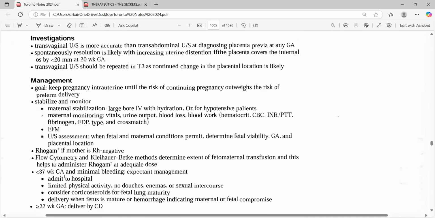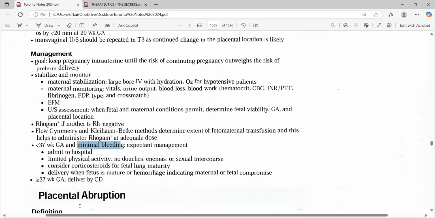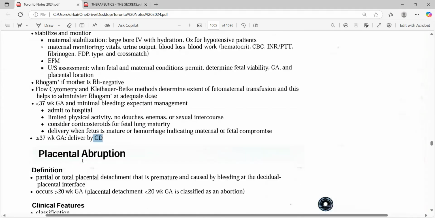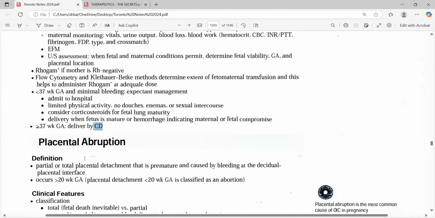Less than 37 weeks gestational age with minimal bleeding: expectant management, admit the patient. This says minimal bleeding; I was talking about no bleeding. No bleeding: reassurance. Minimal bleeding: admit to hospital, limit activities, corticosteroids, and maybe it's time to do the delivery. If more than 37 weeks, go for delivery with cesarean section. Just to let you know, in placenta previa and placental abruption, we both go for cesarean section, not vaginal delivery. It can be asked in the scenario too.